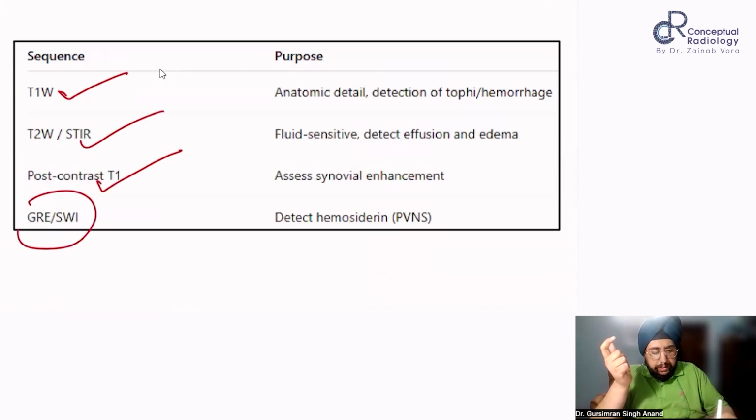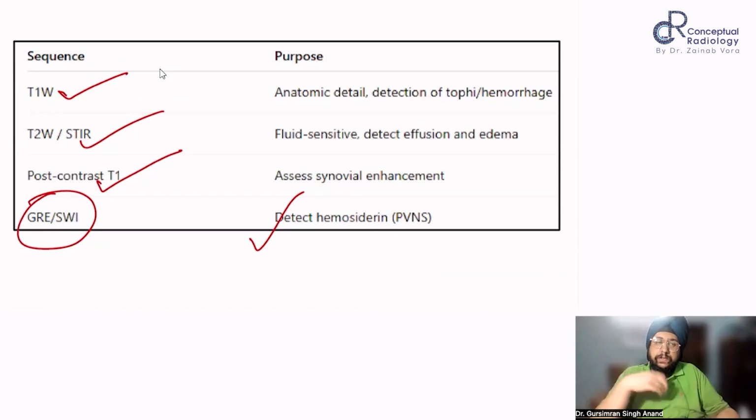And the GRE sequences are reserved for detecting your hemosiderin, which is important for either a diffuse form of pigmented villonodular synovitis or a localized form. The localized form, we call it a giant cell tumor of the tenosynovial sheath. So it's actually a misnomer. It's actually not a tumor. I've told you many times. It's actually nothing but a localized form of PVNS only. Okay. So if you talk about PVNS findings, the same findings will apply to the GCT of the tenosynovial sheath as well. Okay, because it's a variant of PVNS only.